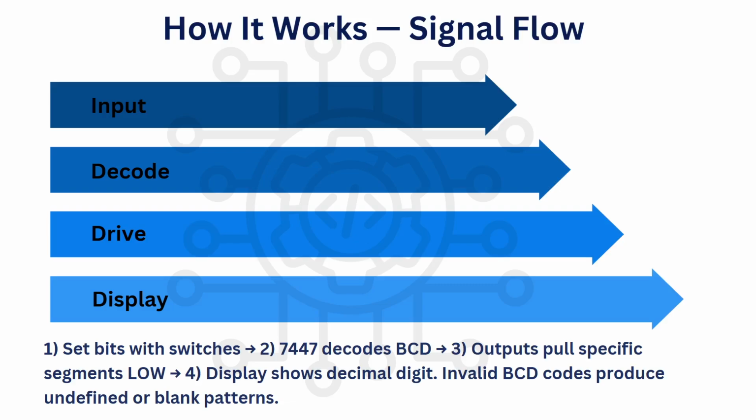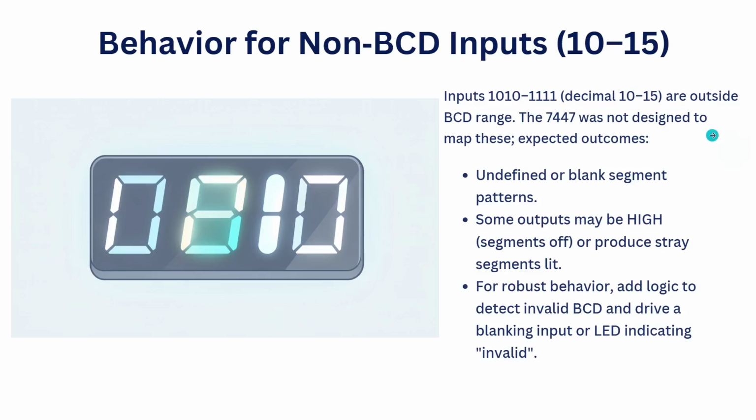Then comes the drive stage, where the decoded signals are sent to the display with the correct voltage levels, ensuring each segment turns on or off properly. Finally, we reach the display stage where the 7-segment display shows the corresponding decimal digit. It's important to note that valid BCD inputs from 0 to 9 produce correct digits, while invalid inputs may result in blank or undefined patterns. Overall, this flow ensures accurate conversion from binary input to a human readable number.